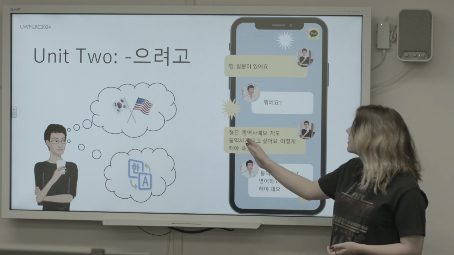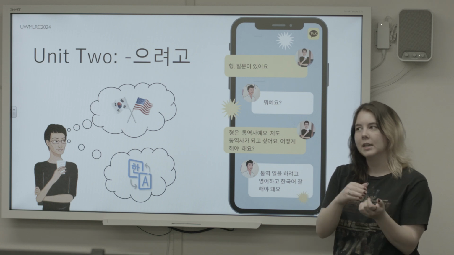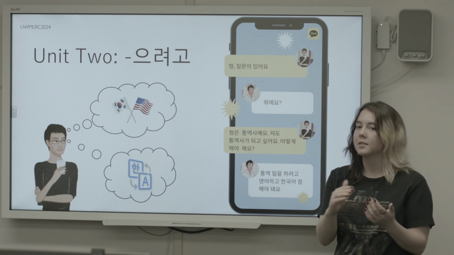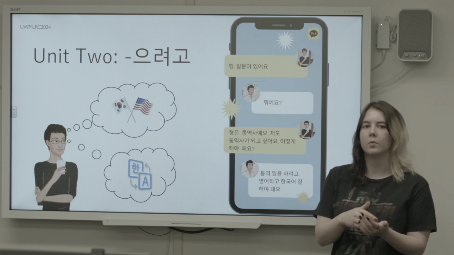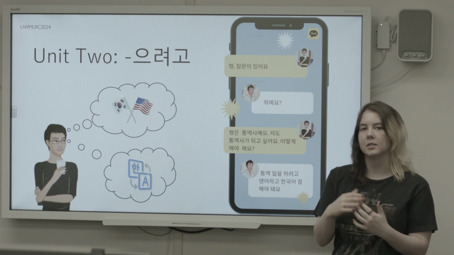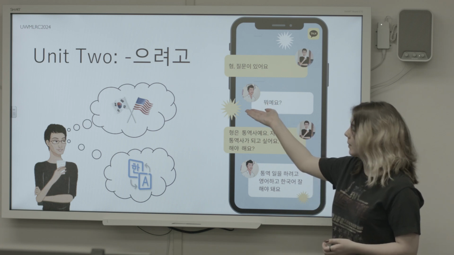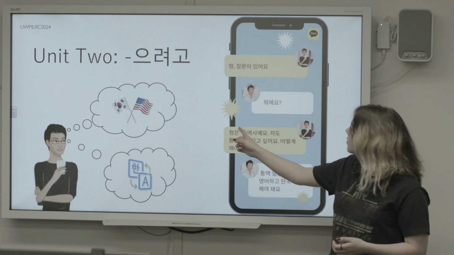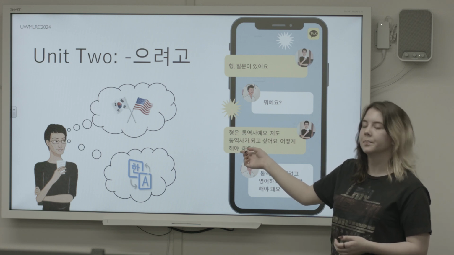Here, 형 is a term that men or boys will use to address an older male, and even if they're not biologically related, it translates as older brother. However, in this context, Jihoon is using it in place of you, because you is not really a word used in Korean. Most people will not say you at all, and it's just implied by context, or they will replace you with the relationship to the speaker. So if you're talking to your boss, you might say 사장님, or in this case, this man is Jihoon's 형, so he just calls him 형. So this you would translate as you are an interpreter.